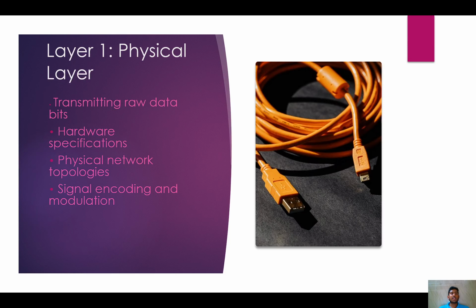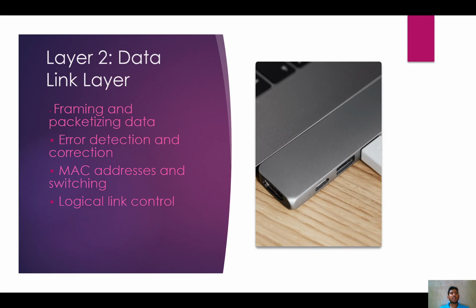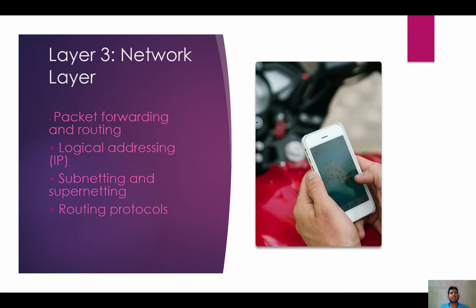The first layer, physical layer, transmits the raw data bits, hardware specifications, physical network topologies, signal encoding, and modulation. Layer 2 is the data link layer: framing and packetizing data, error detection and correction, MAC address and switching, logical link control. It will protect the data from unauthorized access. Layer 3 is the network layer: packet forwarding and routing, logical addressing, subnetting and supernetting, and routing protocols.